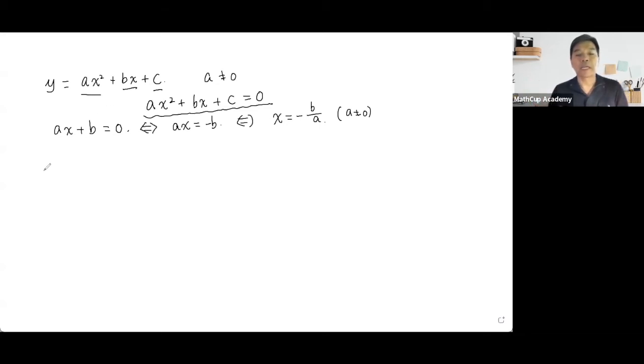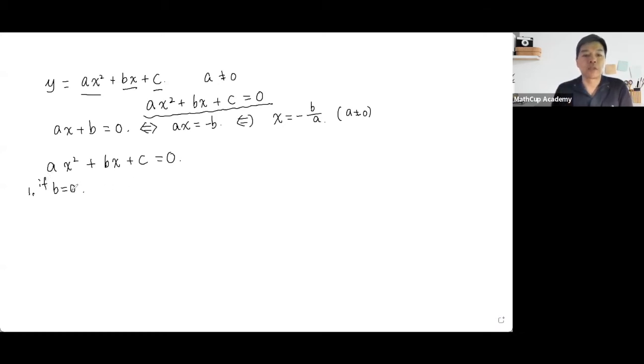So what do we mean by simple cases? For this quadratic equation, ax squared plus bx plus c equals 0, there are three terms, right? The quadratic term, the linear term, and the constant term. We're going to consider two special cases. One is when b equals 0.